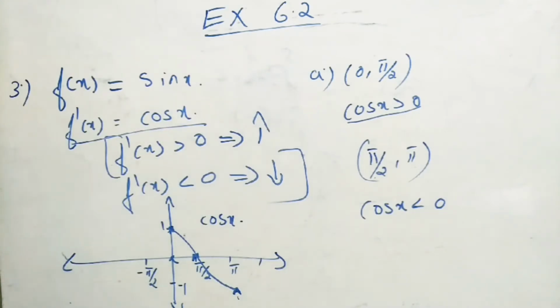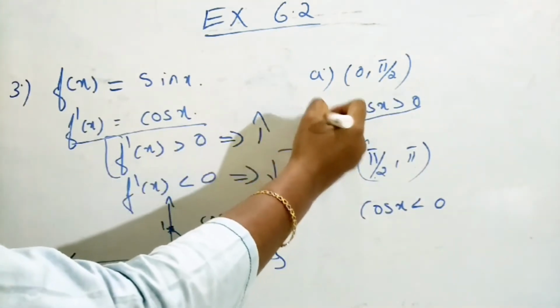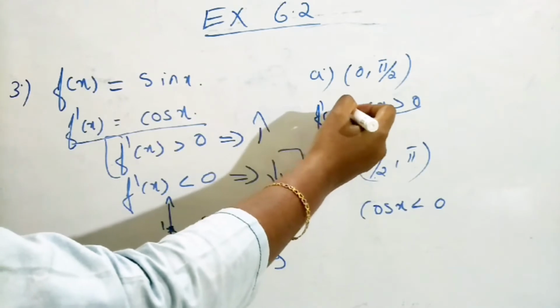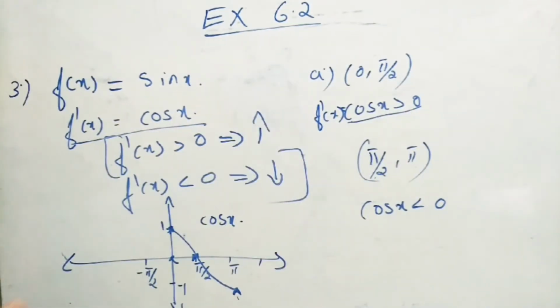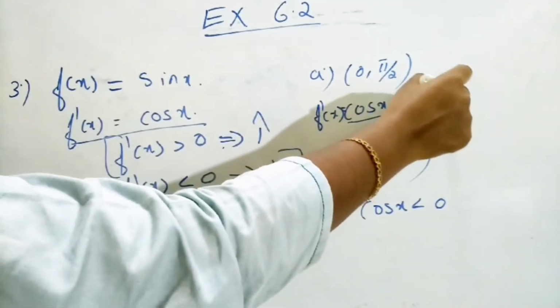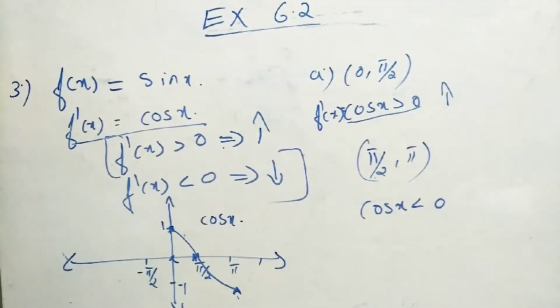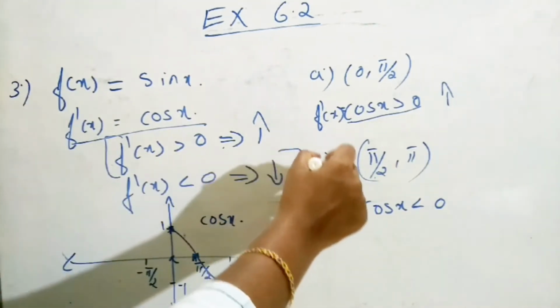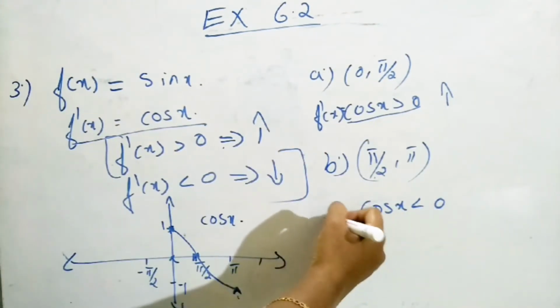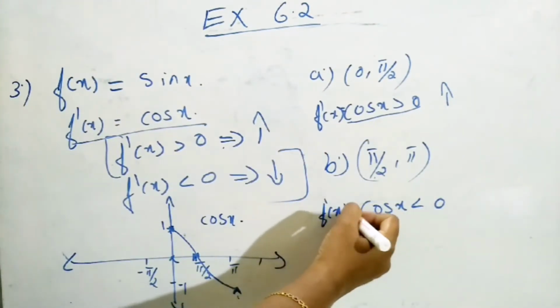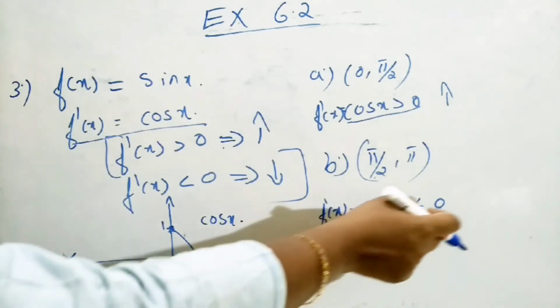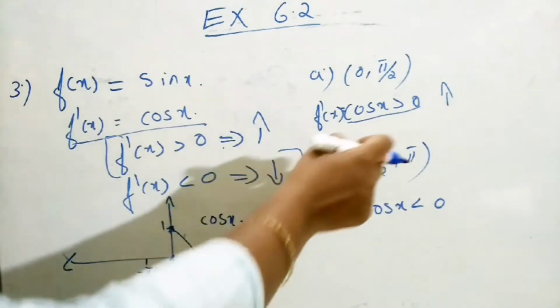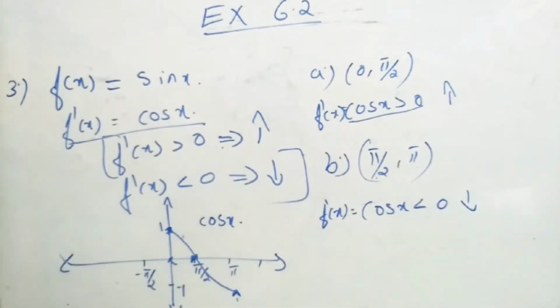Now, this cos x is our f dash of x, and what we got is f dash of x is greater than 0. By using this theorem, if f dash of x is greater than 0, then our function is strictly increasing in that interval. For the second one, cos x less than 0 means f dash of x is less than 0, so in this interval our function is strictly decreasing.